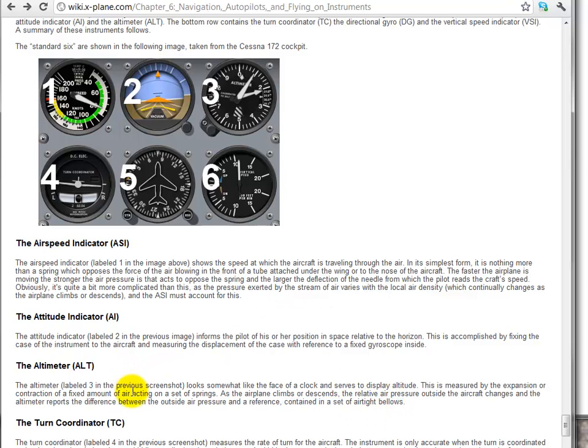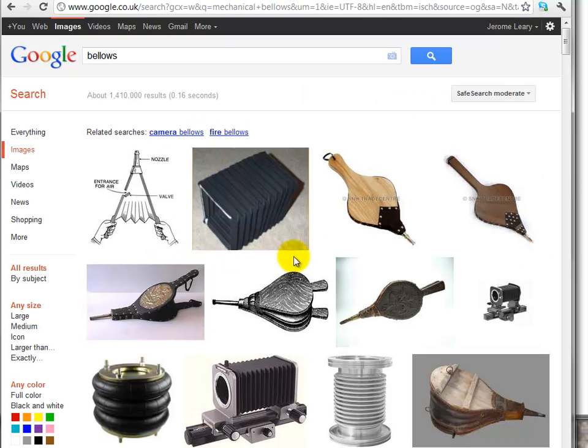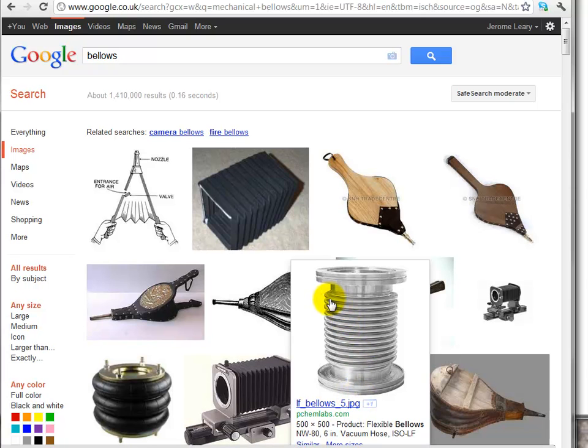Now, sounds complicated, but if you look at a quick diagram of what's inside an altimeter, it consists of a balloon or a set of metal bellows here, which can expand or contract. So it will contract as the aircraft altitude increases because of the air pressure pushing in on it. Bellows, here we have some pictures of bellows. You can see how they're constructed. This one here is quite good. The bellows in the altimeter is obviously sealed.